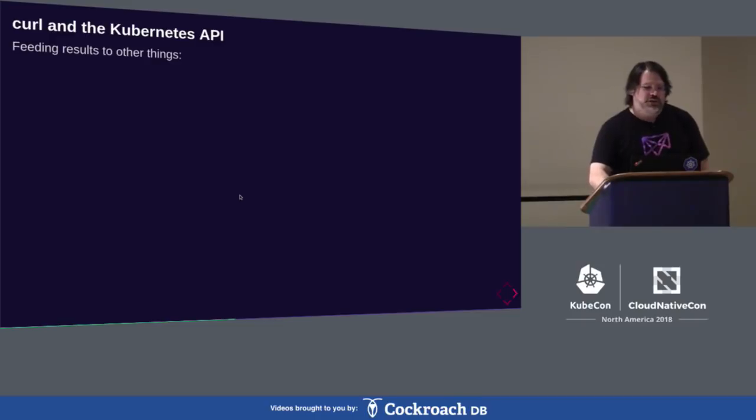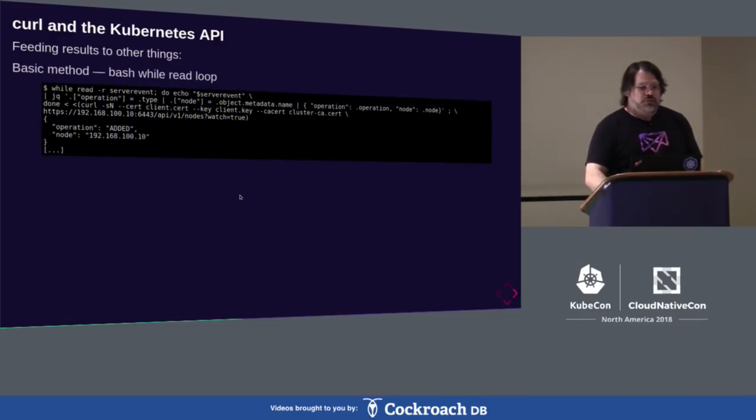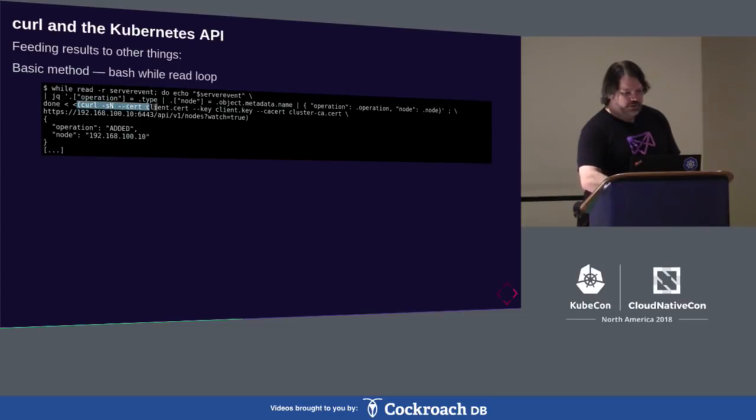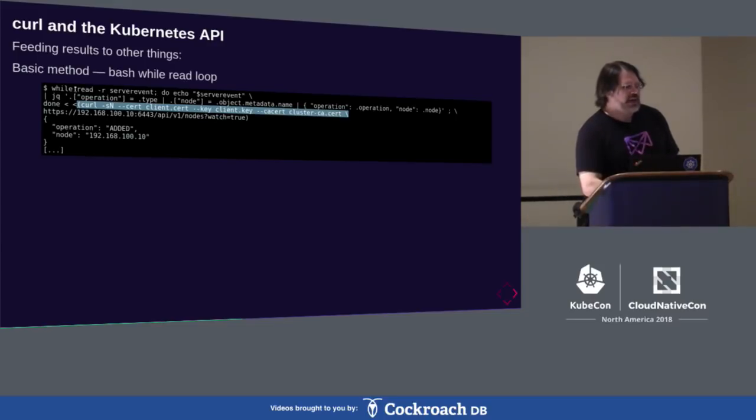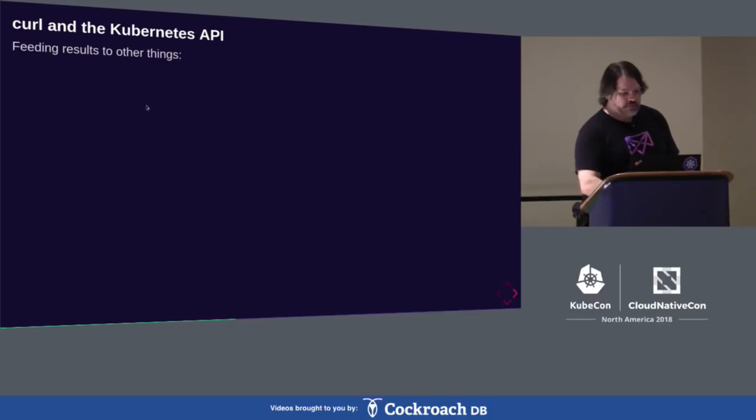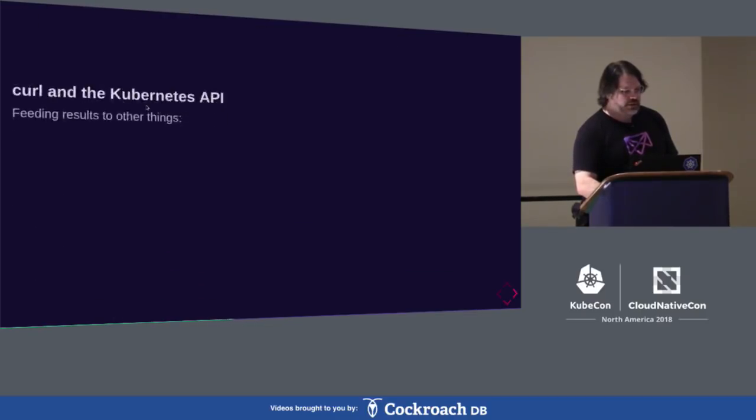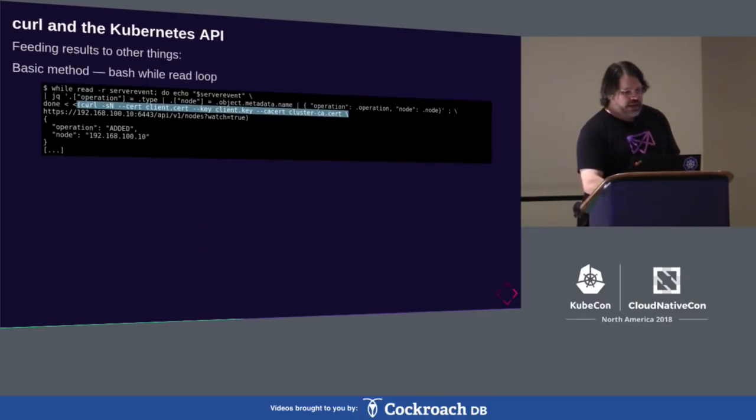Feeding results to other things. So what good does it do to just sit there with a curl spitting info on your command line? Not much, but what you can do is take this curl command here and run a bash while read, if anybody's ever used read line or other read operations in here. You can have it reading everything that comes through. All of these added and modified events that are coming through here can be read and acted upon.